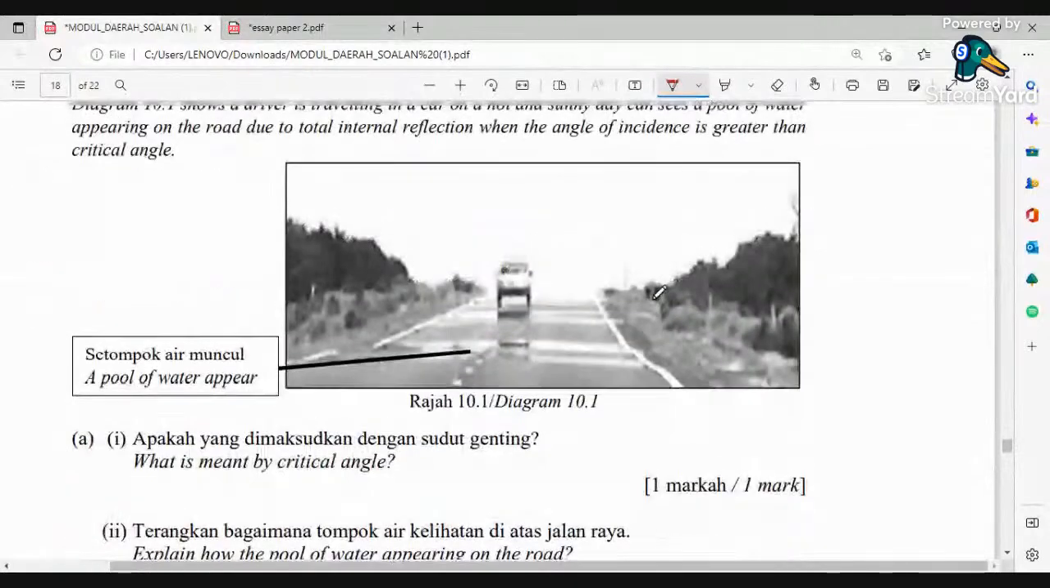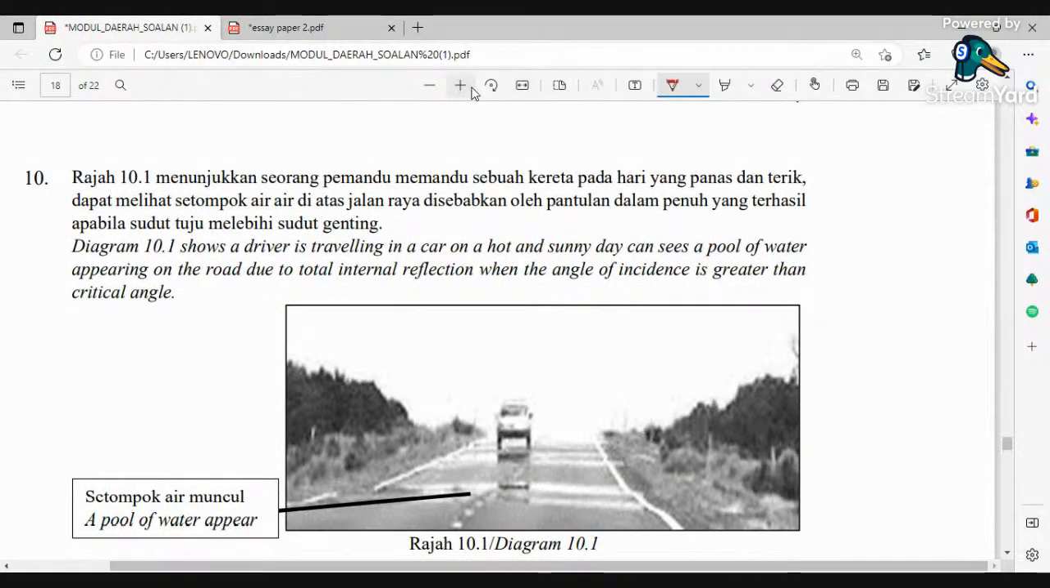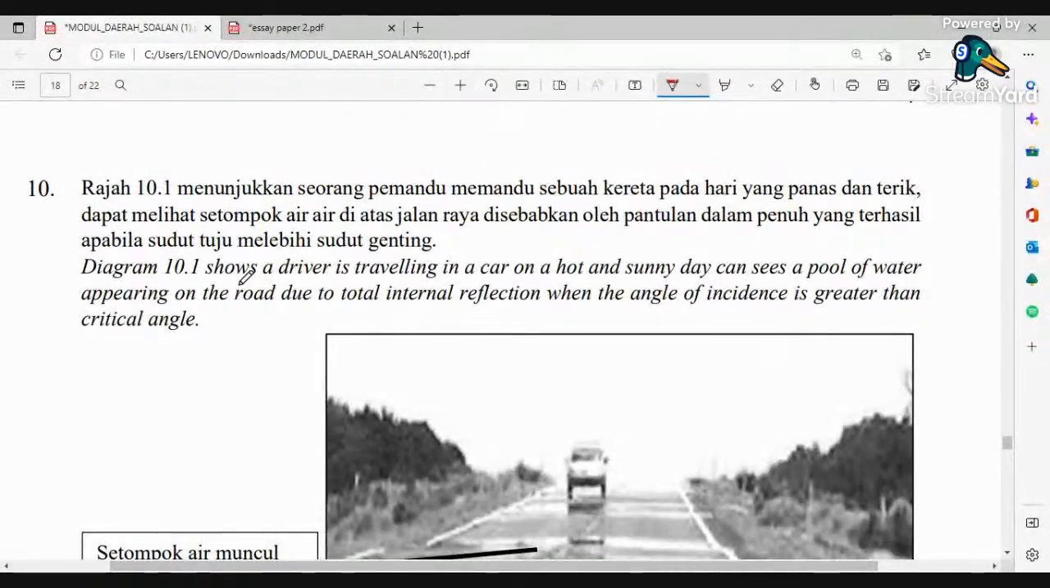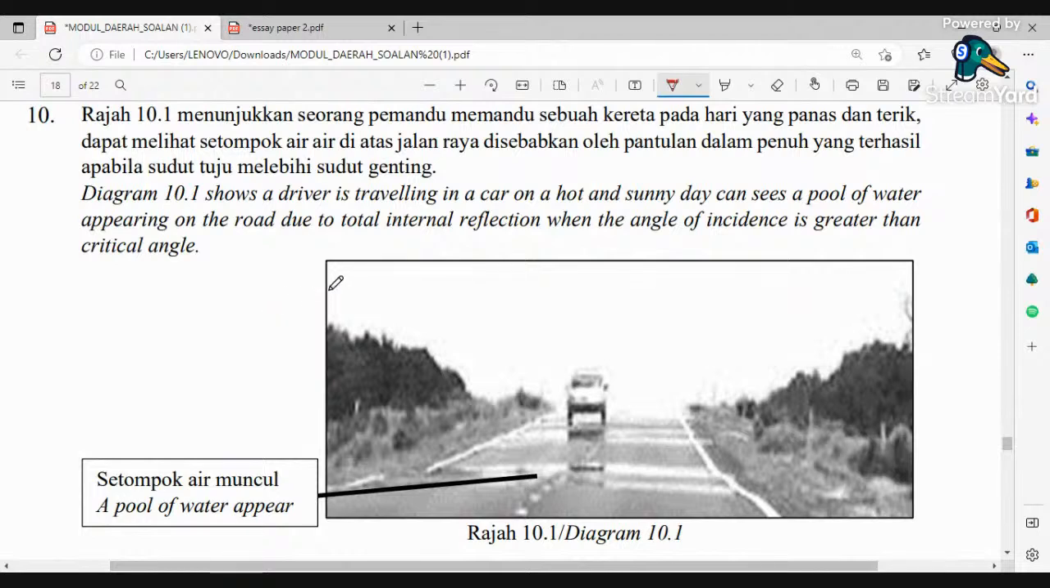Now we look at number 10. Number 10, diagram 10.1 shows a driver is traveling in a car on a hot and sunny day, can see a pool of water appearing on the road due to total internal reflection. They give you the concept already. Angle of incidence greater than critical angle. So much information given. What you observe here, actually, we call it the phenomenon of mirage. Mirage, it's an optical illusion. When you reach that point, there's nothing there. From far you can see a pool of water, but when you reach that spot, there's nothing there because this is only an optical illusion.